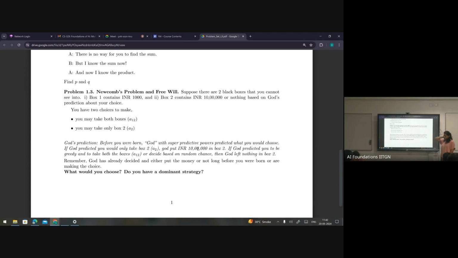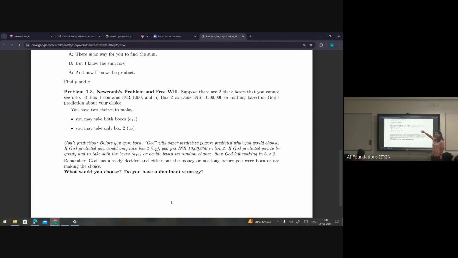God was wrong in this case. But God has already made whatever his prediction was, and he's left. So the dominant strategy kind of people, they try to look at this scenario and say that no matter what God has done, it's always good for you to take both the boxes because you're guaranteeing yourself 1,000 rupees. So if you apply the math, but this is not correct.